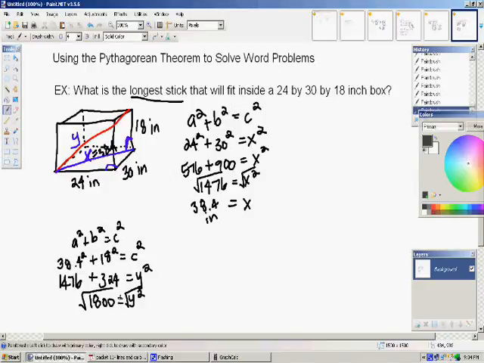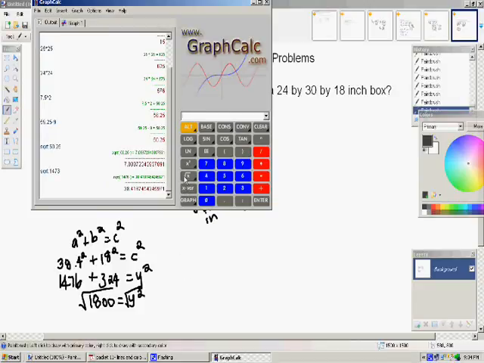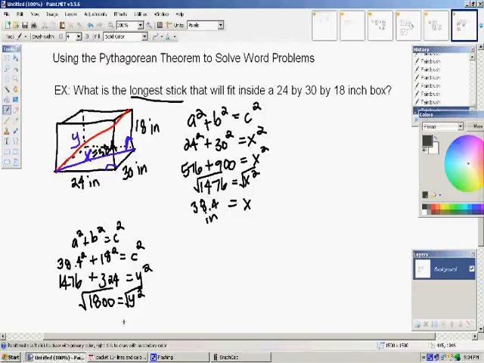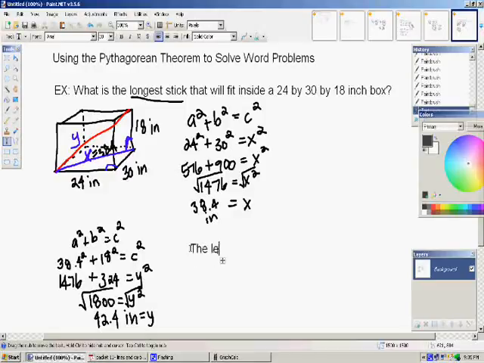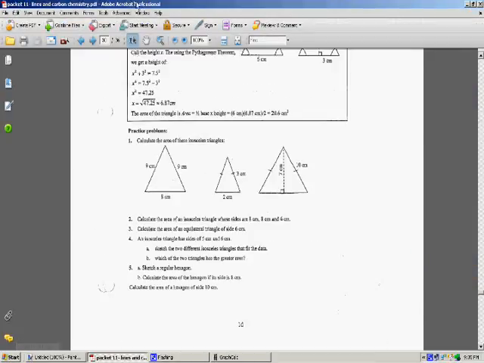To solve for y, or to get y by itself, we've got to do the opposite. So the opposite of square is square root. Take the square root of that, the square root of 1,800. If you do it on your calculator, you get about 42.4. So the longest stick that fits in the box, or the length of the longest stick, is about 42.4 inches long. Okay?